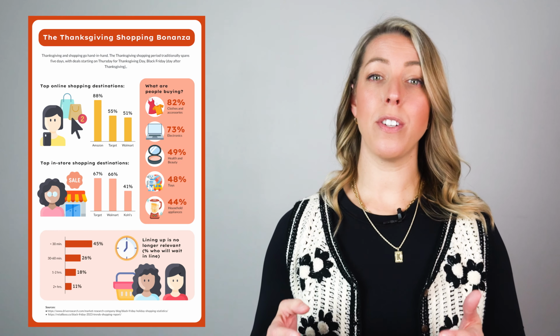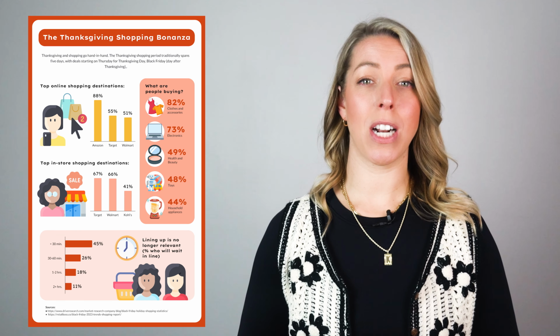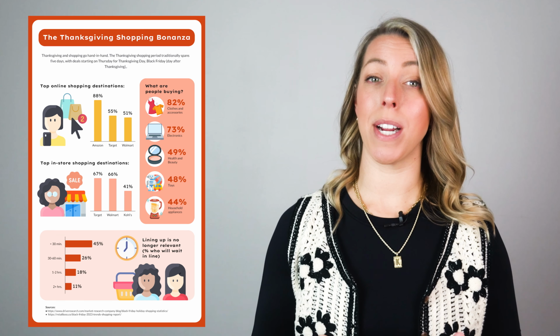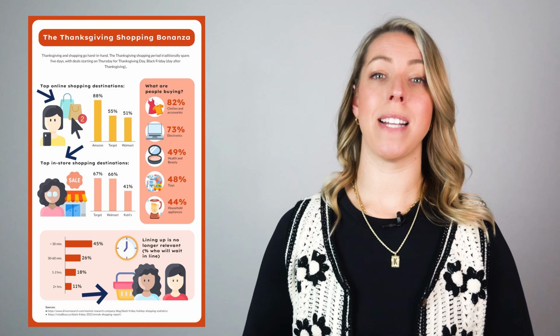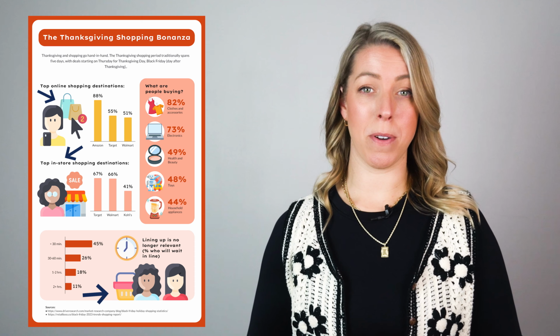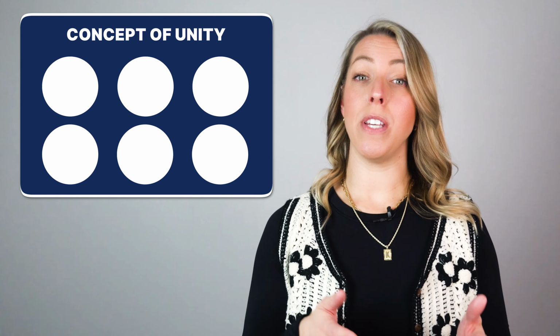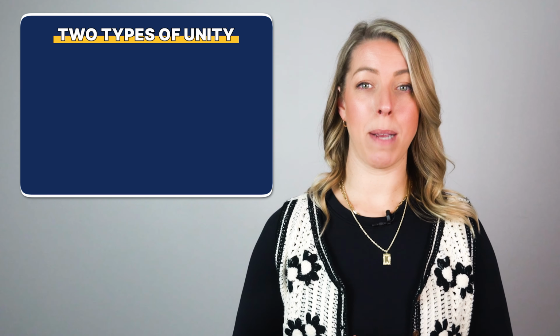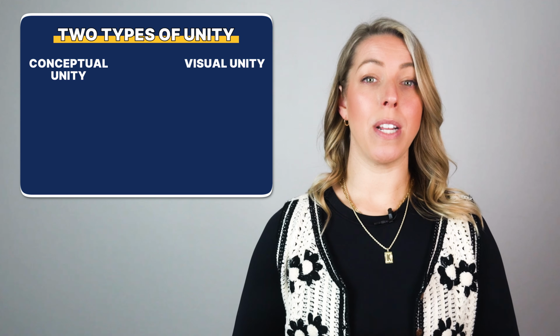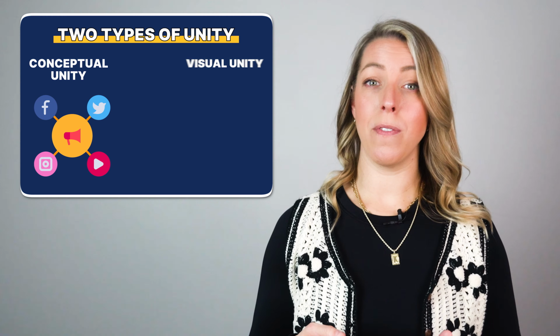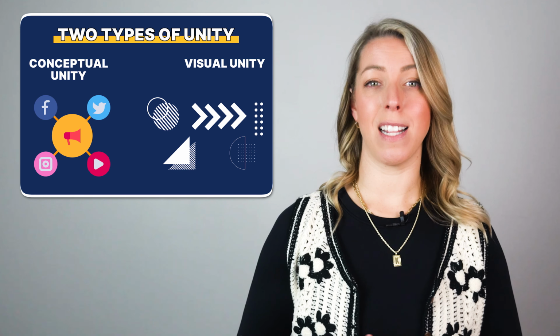In order for an infographic to be effective, you have to show the data, not just tell it. Avoid including too much text in your design, as people generally don't enjoy reading lengthy and boring statistical information. Instead, focus on visually representing as much information as possible. This leads to the concept of unity, which mainly comes in two types: conceptual unity and visual unity. Conceptual unity relates to content elements, while visual unity pertains to design elements.